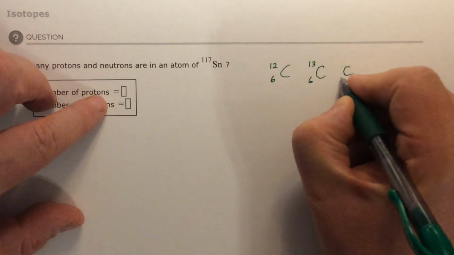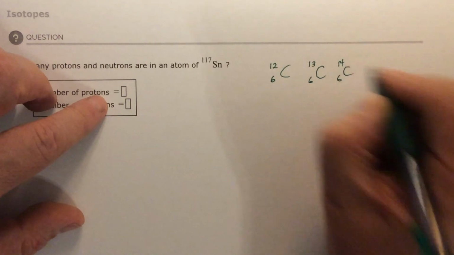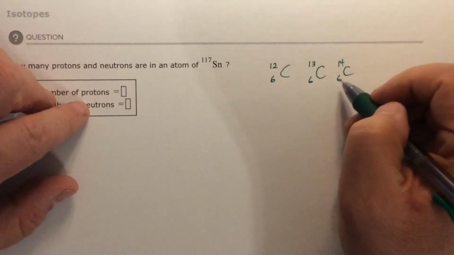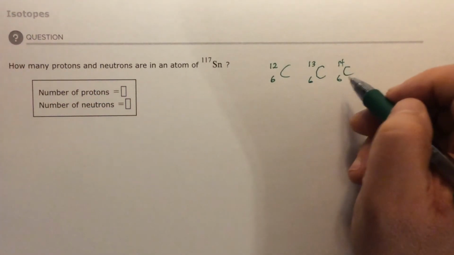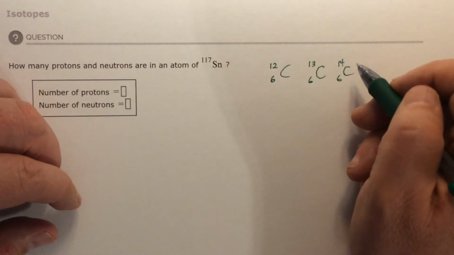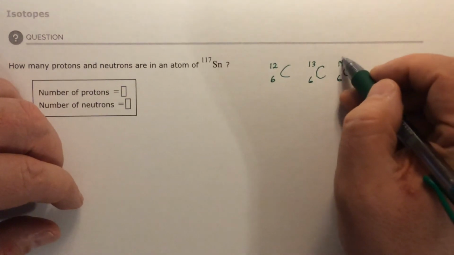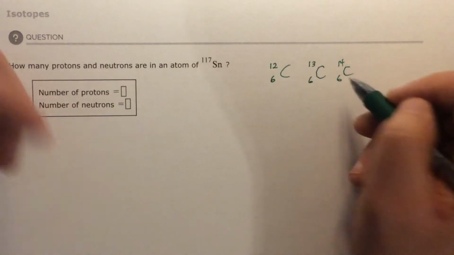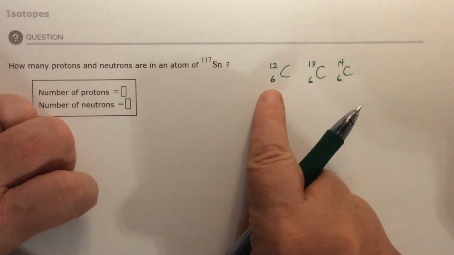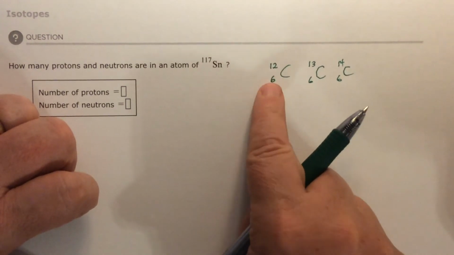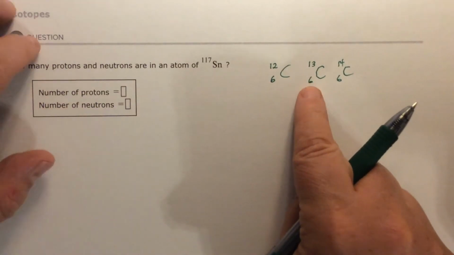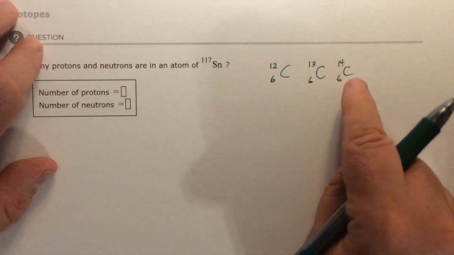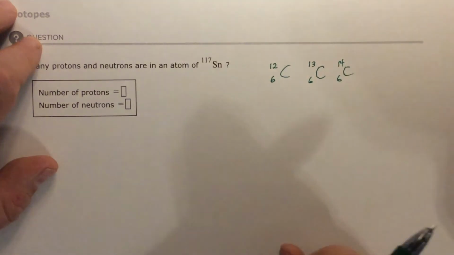An even rarer form of carbon is carbon-14, and it would have 6 plus what is 14. That's how you figure out the number of neutrons. You subtract 14 minus 6 and get 8. So in this case, you have 6 protons, 6 neutrons. Here you have 6 protons, 7 neutrons. Here it's 6 protons, 8 neutrons.